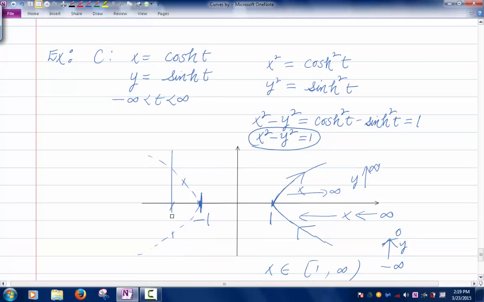I don't know why I have a vertical line there for no reason. Okay, what's the hyperbola? What's the graph of C? Do I know that? Well, what is C? C is x is hyperbolic cosine, y is hyperbolic sine, right? Anyone remembers the graph of hyperbolic cosine and hyperbolic sine?